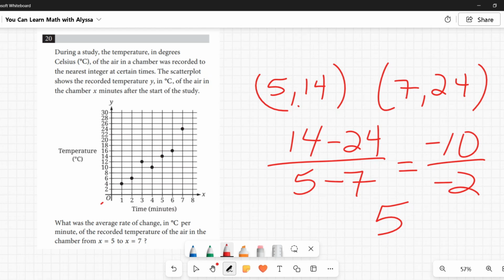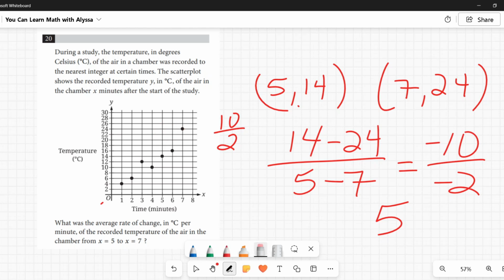Like I said, over here you could have counted the same thing and said, okay, the change in y from 5 to 7, it goes up. We're at 14, it goes up to 16, 18, 20, 22, 24. Okay, so it goes up 2, 4, 6, 8, 10. It goes up 10. And it goes over 1, 2, 2. 10 over 2 is 5.